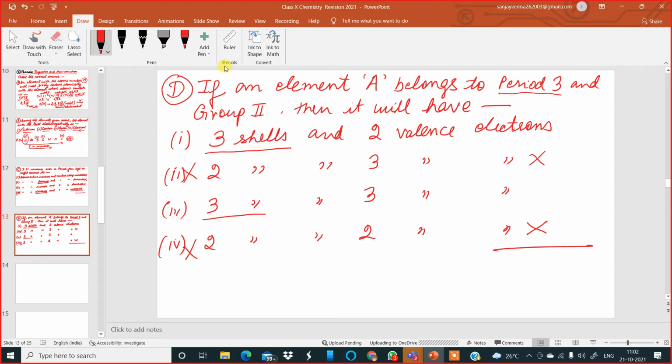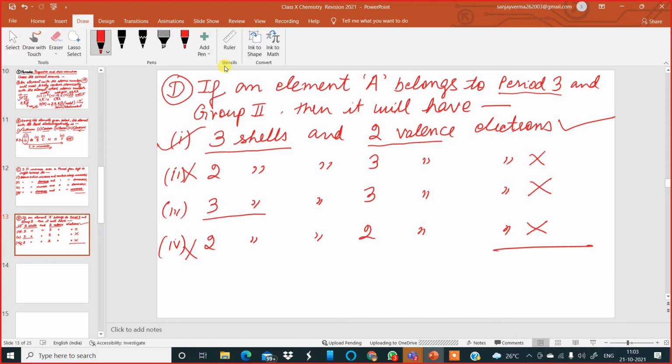Now, group 2 means how many electrons in the valence shell? 2. So, 2 valence electrons. So this has to be the answer, no? Option 1 is the answer. This cannot be the answer. So this is how we have to work out the answers, boys. Please learn. We cannot go wrong with this method, provided you are well prepared. So this is number D.